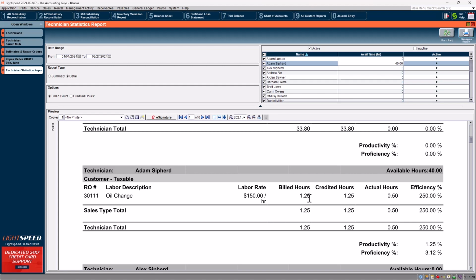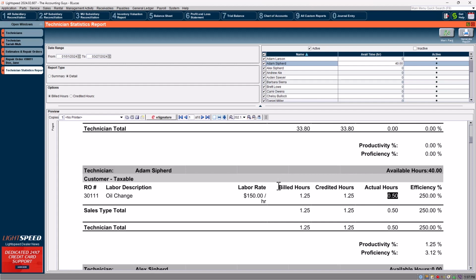And then from there, it moves to accounting. So again, what accounting will do, it's going to take this 1.25 hours, times it by this labor rate, and that's going to post to revenue. And then it's going to take either 1.25 or 0.5, so our billed hours or our actual hours, and it's going to record that to cost of goods sold.